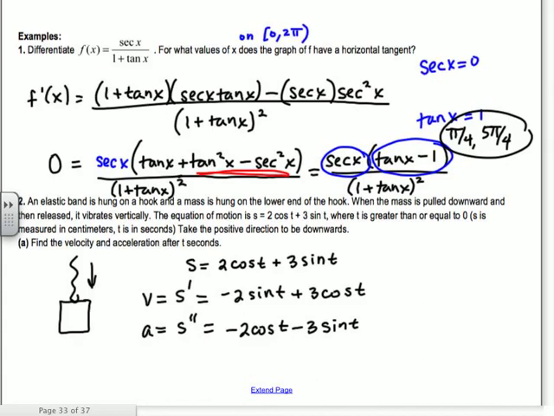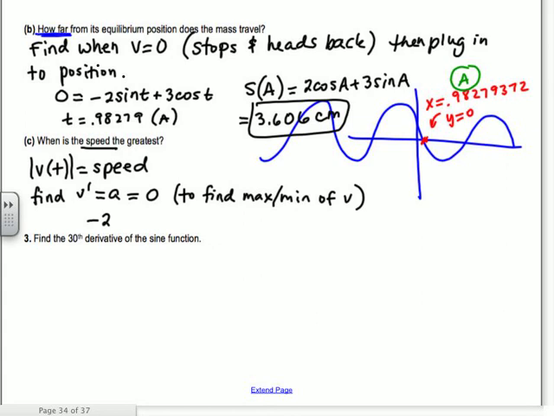Okay, so my acceleration is equal to 0. Well, let's figure it out. So negative 2 cosine t minus 3 sine t. Let's put that in for y2. And you can unhighlight y1 so it doesn't show up on your graph. It's kind of confusing when you have 2 of them.